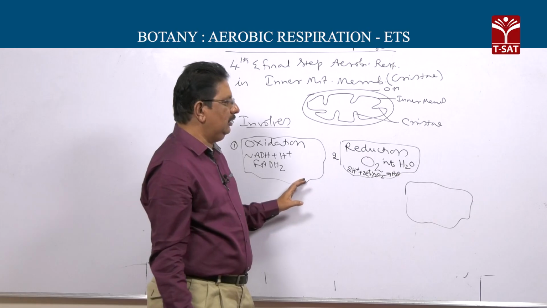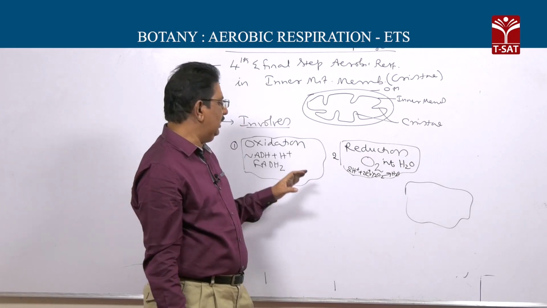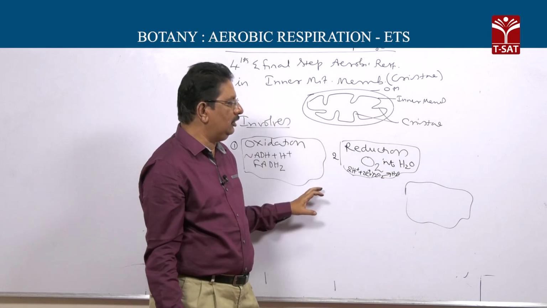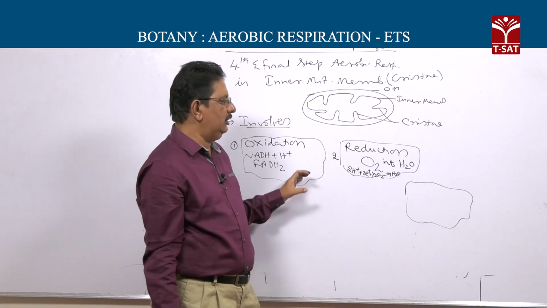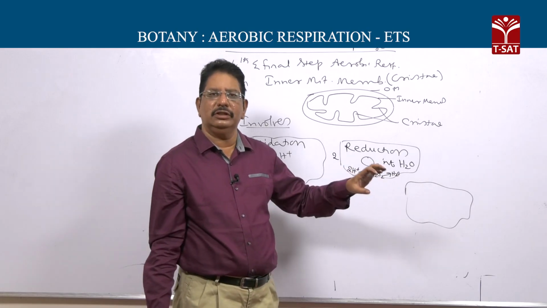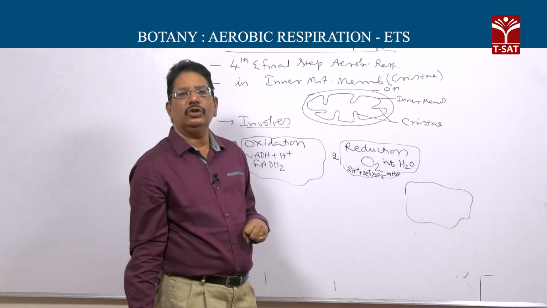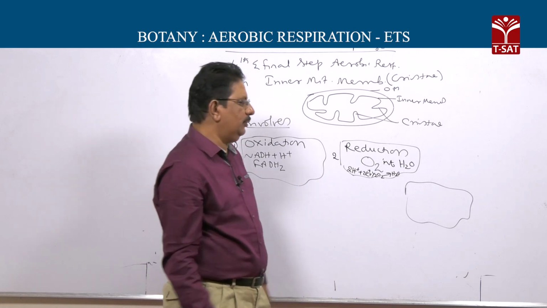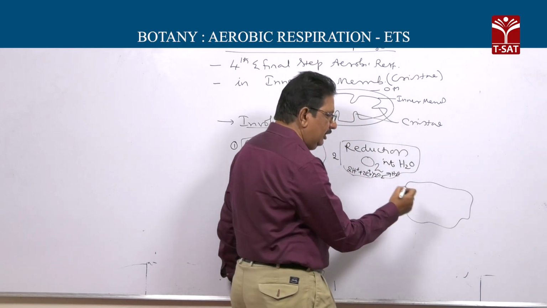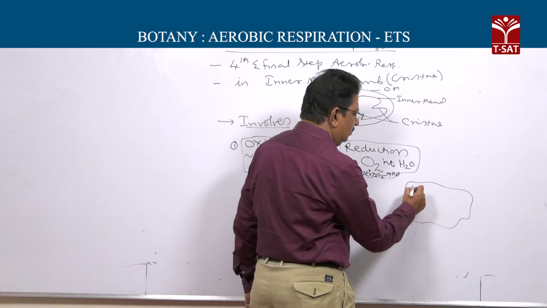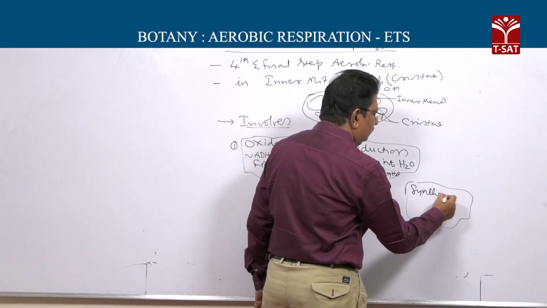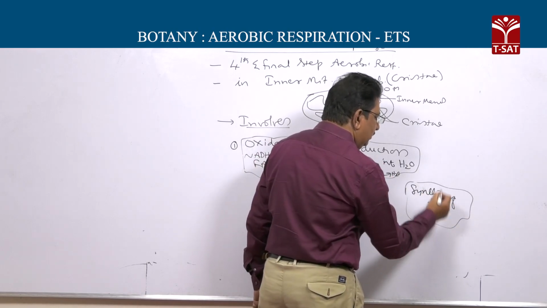Finally, the energetic electrons transferred from NADH to oxygen help in the development of a proton gradient. So, there is a coupling of proton translocation with electron transfer. We will discuss in detail later. Because of that proton gradient creation, there is a possibility of synthesis of ATP from ADP and inorganic phosphate. So, the last step is synthesis of ATP.